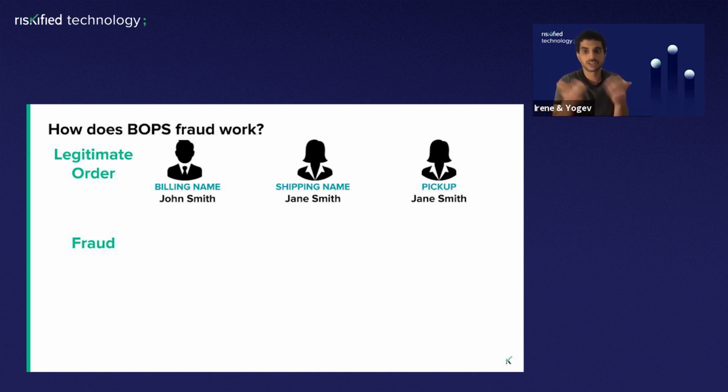What will happen at the store? The store will look at the order, will look at her ID, make sure that the name on her ID matches the order, and will give her the product. That's how a very regular, uninteresting order looks.